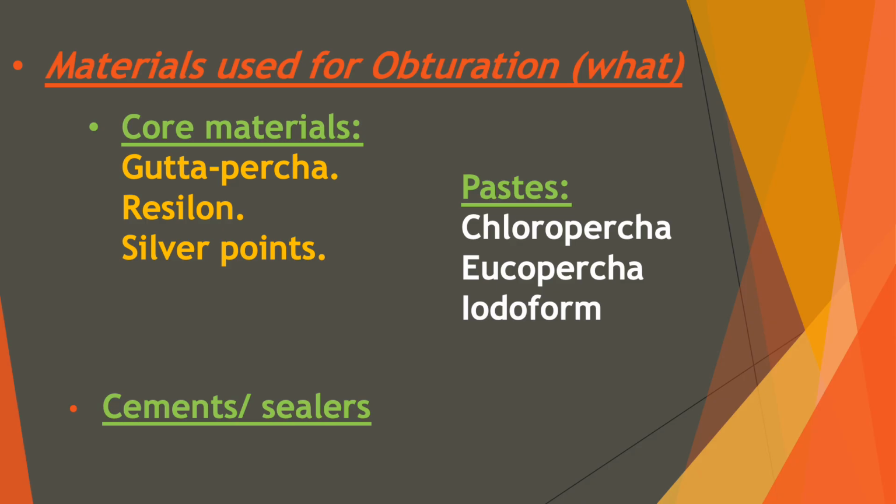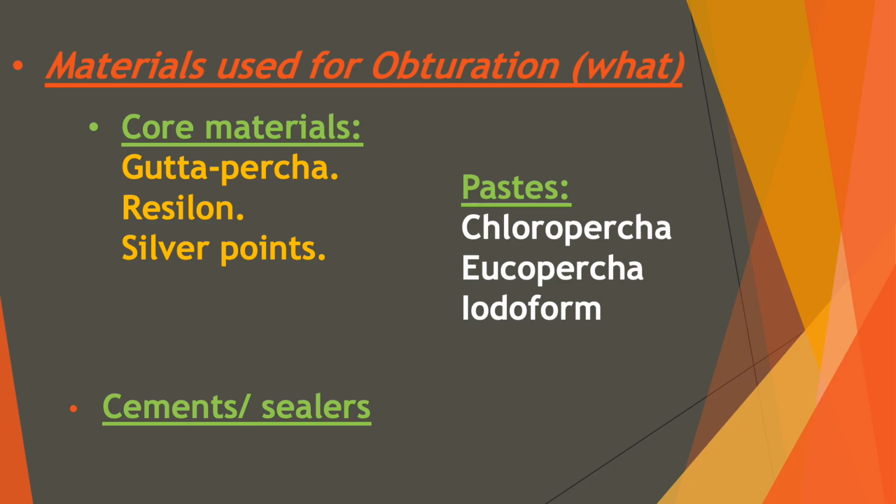First thing, the core material. What's the core material? It's the main core material we put for obturation, like the gutta-percha, like Resilon, or previously we were using a silver point, but nowadays nobody is using the silver point, and we will discuss this later. So gutta-percha is the most used material now for obturating the root canal.